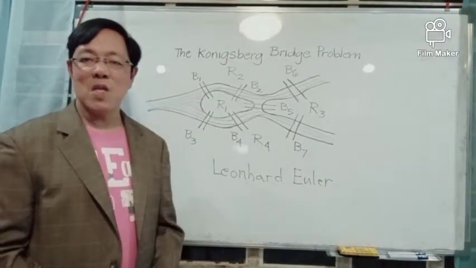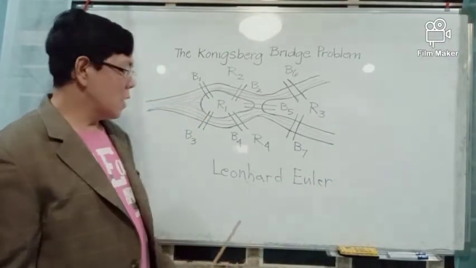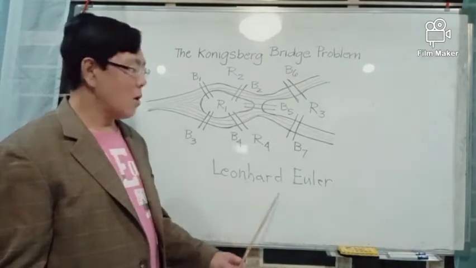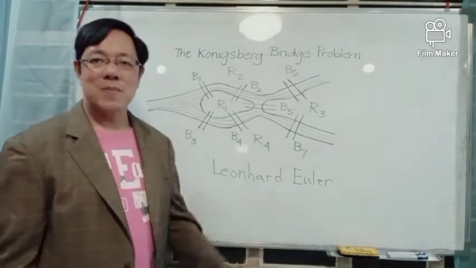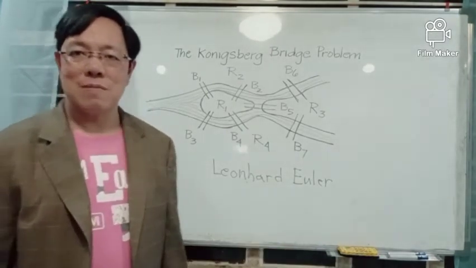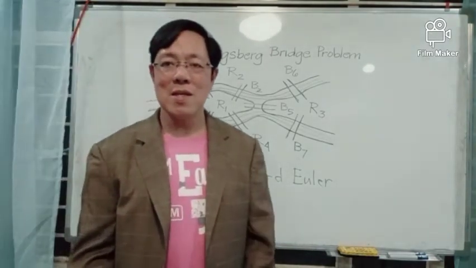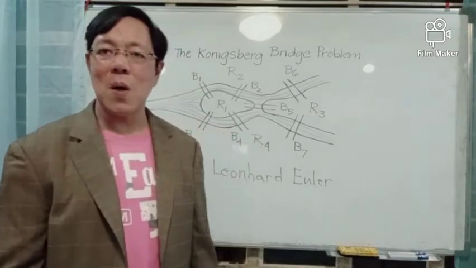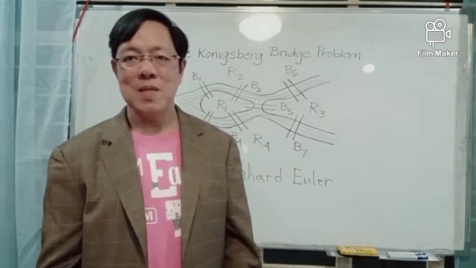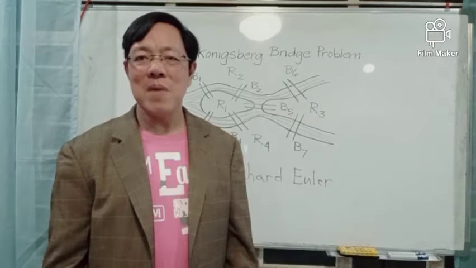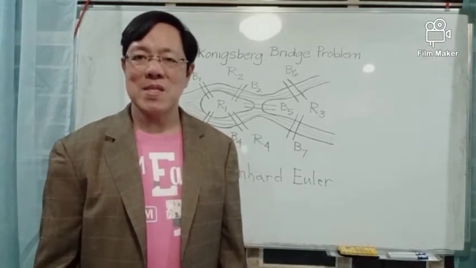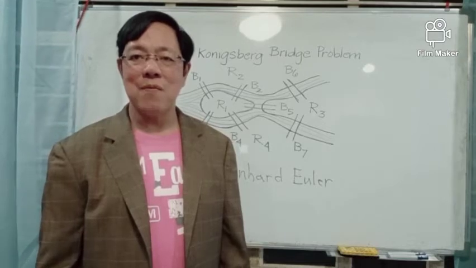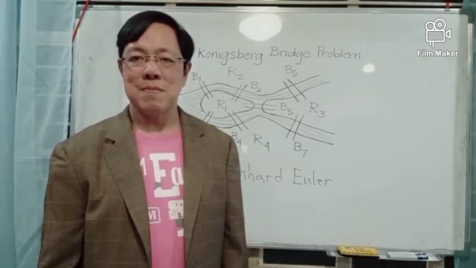The Konigsberg bridge problem was solved by Leonhard Euler, a Swiss mathematician. And the method he used in solving this Konigsberg bridge problem was considered by many as the beginning of the study of graphs, or the beginning of graph theory.